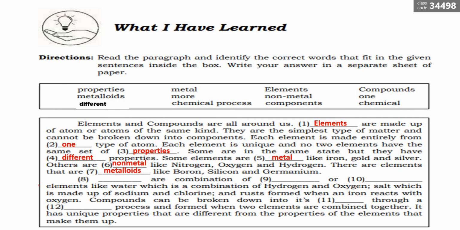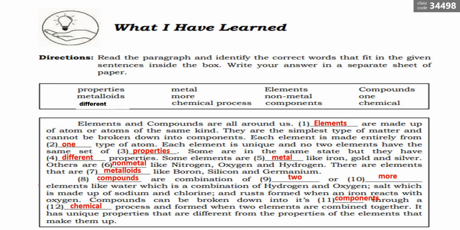Blank are combination of blank or blank elements like water, which is a combination of hydrogen and oxygen. That is compounds, combination of two or more. Salt is made of sodium, rust, and also compounds can be broken down into its components through a blank process. Okay, so number 12, process. So it is called the chemical process. Okay, so let's complete the paragraph.